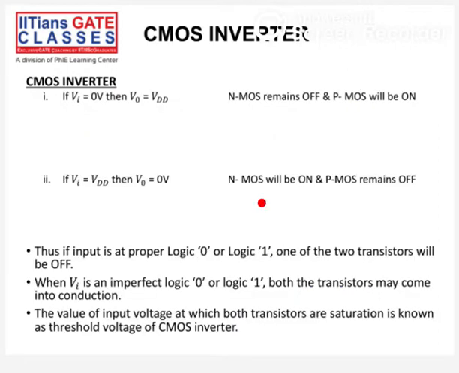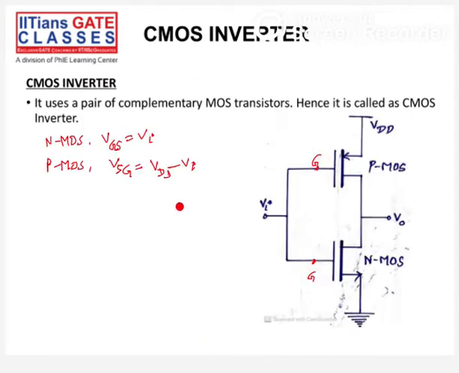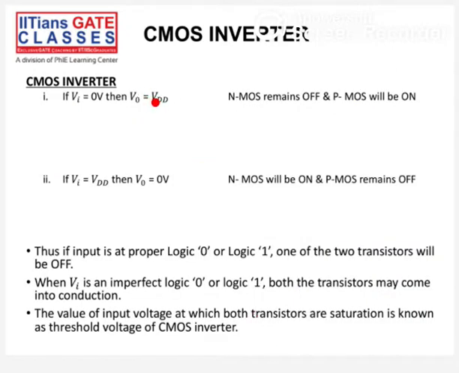If it is switched off, NMOS remains off and PMOS will be on. Why? Because if Vi is 0, VSG value will be VDD, and VDD is far greater than VT. If VSG is greater than threshold voltage, it will definitely get switched on. If it is switched on, whatever voltage VDD is here will appear at the output terminal. So we'll say V output will be VDD in this case.